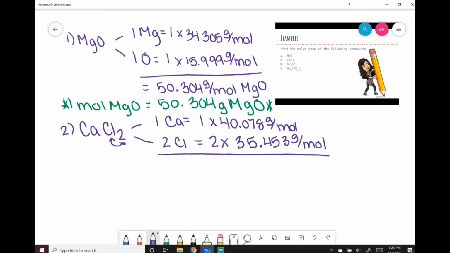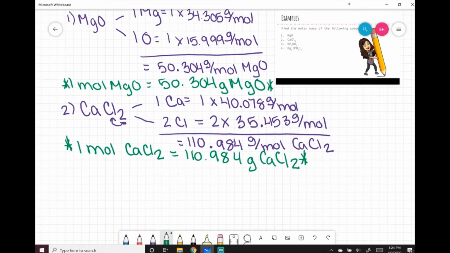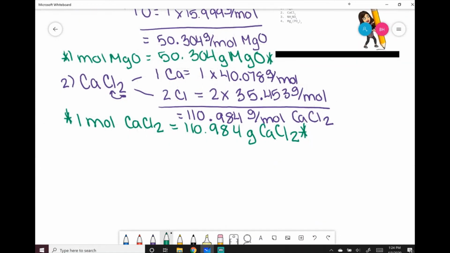All right, so add those together, and I get my molar mass to be 110.984 grams per mole of calcium chloride. So again, if I wanted to weigh out 1 mole of calcium chloride, it would have a mass of 110.984 grams. So notice that 1 mole of calcium chloride does not have the same mass as 1 mole of magnesium oxide. All right, let's go ahead and scroll down a little bit and look at number 3.